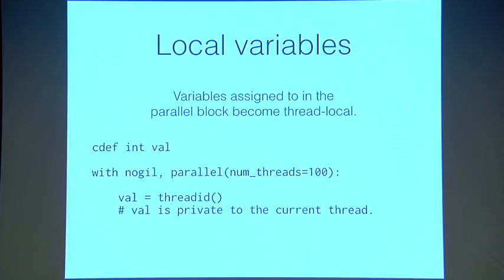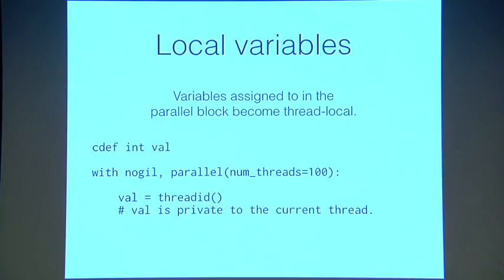One thing to note: if you assign to a variable within the parallel block, it's private. Each thread gets its own copy of the value. So val is private to the current thread. When I do some other computation based on that value, whichever thread ID I have, that value is local. It's not a shared variable. Other threads don't overwrite each other's values. If you need something shared, you have to declare it differently. But in general, this is how it behaves, okay?